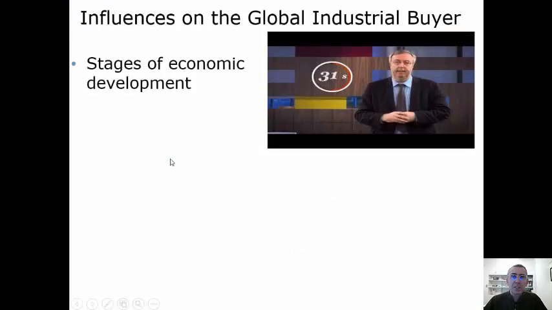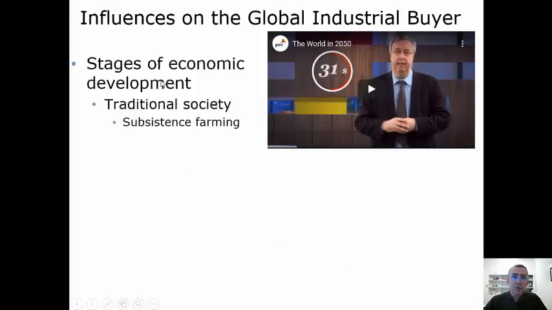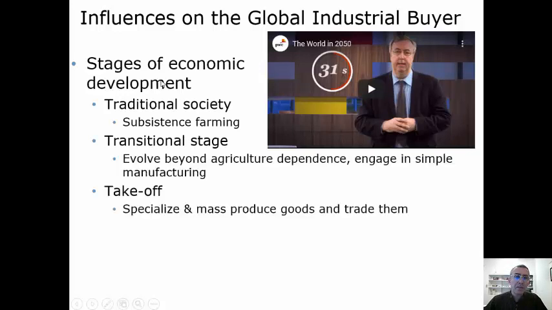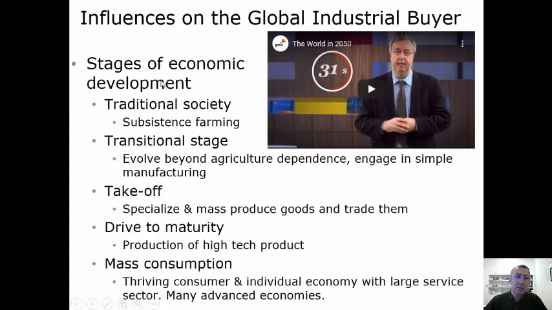Let's see, influences on the global industrial buyer. So what we have here is, again, I wanted to give you some updates. First, the stages of economic development of these countries. And this is now on page 194.